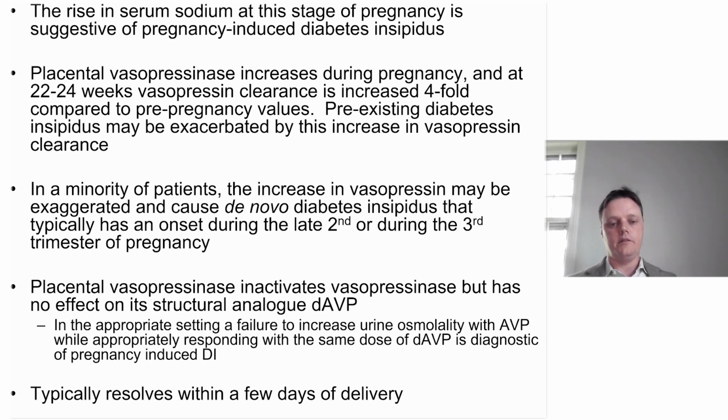In a minority of patients, the increase in vasopressinase may be exaggerated and cause de novo diabetes insipidus, that typically has an onset during the late second or the third trimester of pregnancy. Placental vasopressinase inactivates vasopressin, but has no effect on the structural analog DDAVP. So in the appropriate setting, DDAVP is a good treatment for this because it will not be affected by the presence of the vasopressinase. It typically resolves within a few days of delivery.